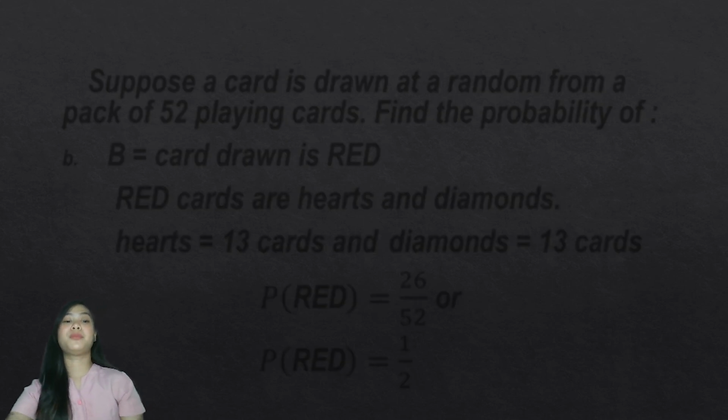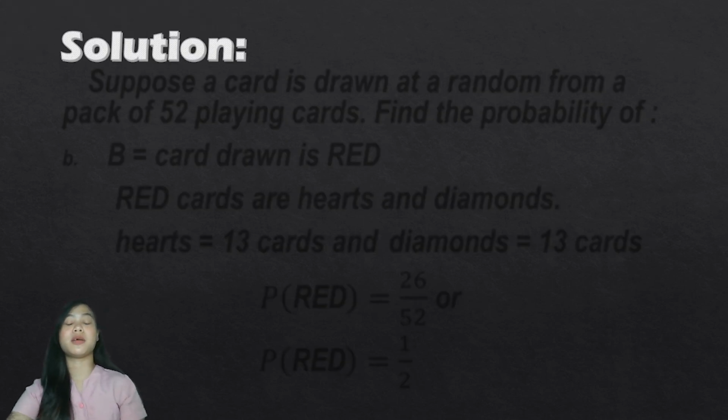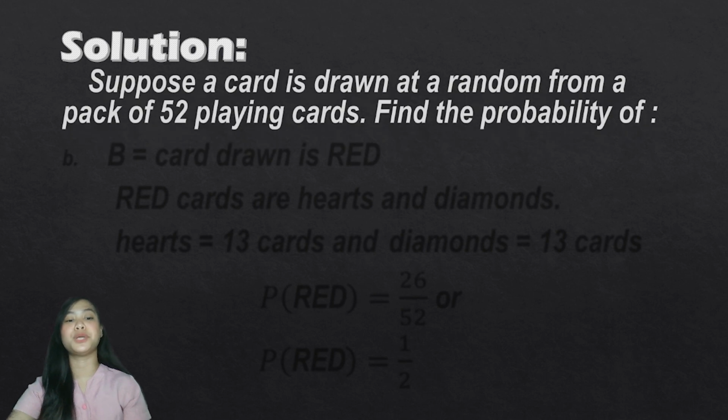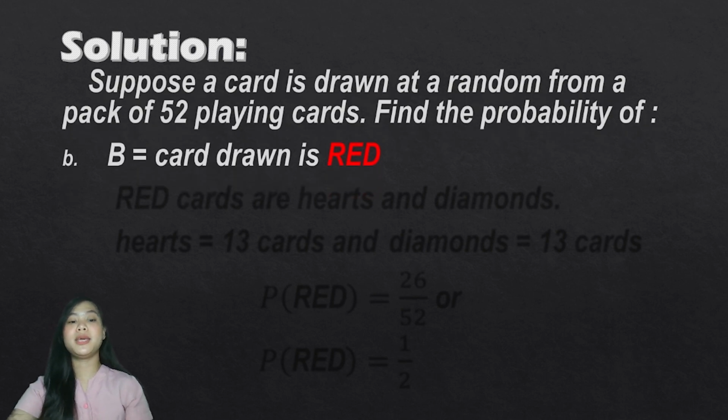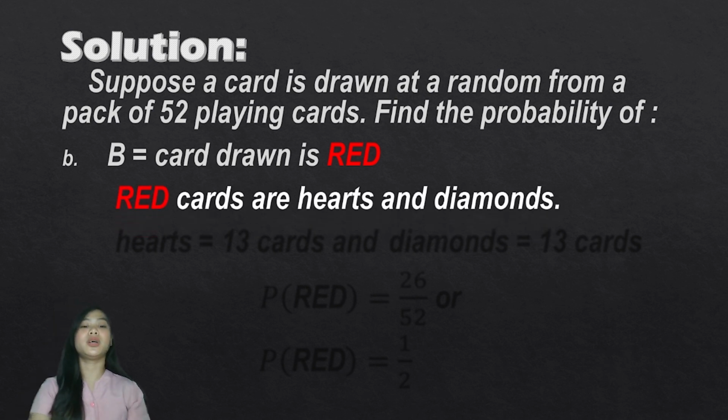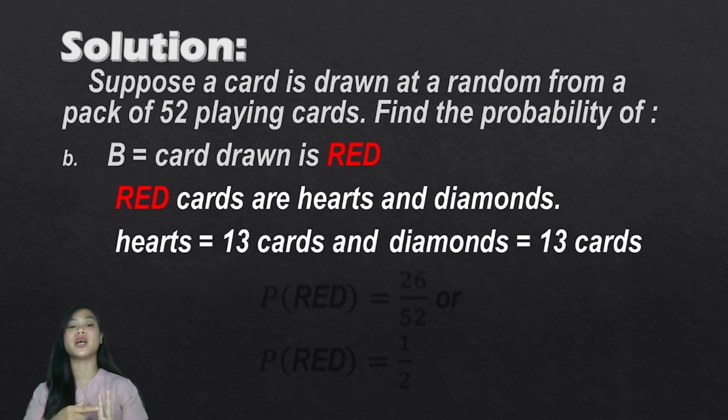Second, for the letter B in our example, this is the solution. The card drawn is red. We all know that the red cards are the hearts and diamonds, the 2 suits. Each suit has 13 cards. So 13 for hearts and 13 for diamonds. So we have a total of 26.